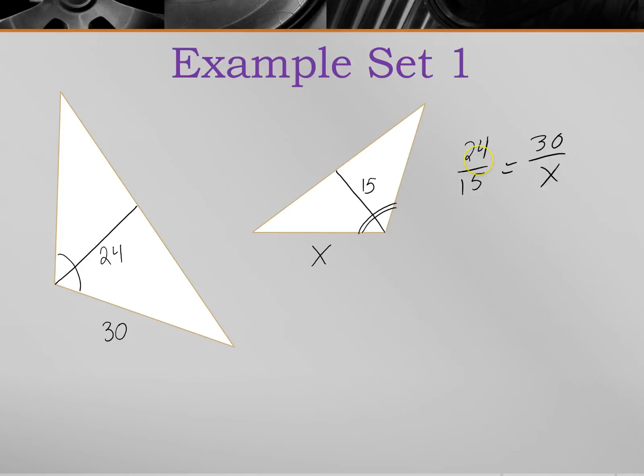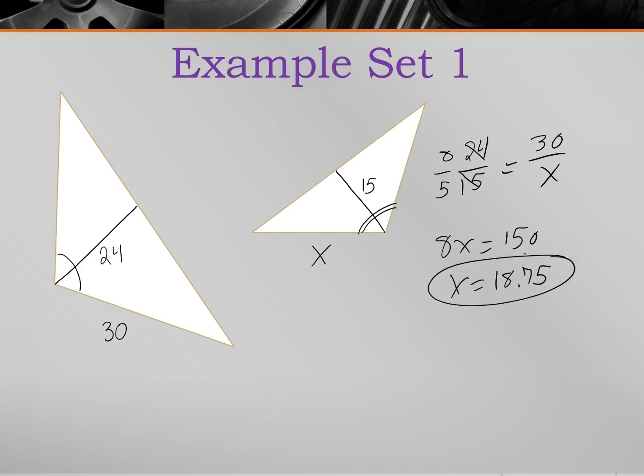Now, as always, we should reduce 24 and 15, have a 3 in common, so 8 over 5. So when I cross multiply, I get 8x equals 150. I need to divide both sides by 8. When I do that, we are going to get x equals 18.75. So that's our answer for x. And that's how you're going to use the angle bisector proportionality theorem itself.